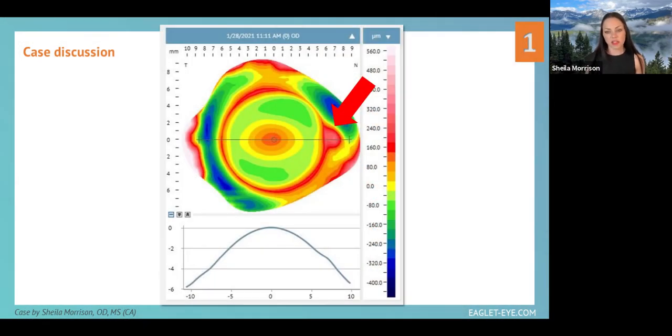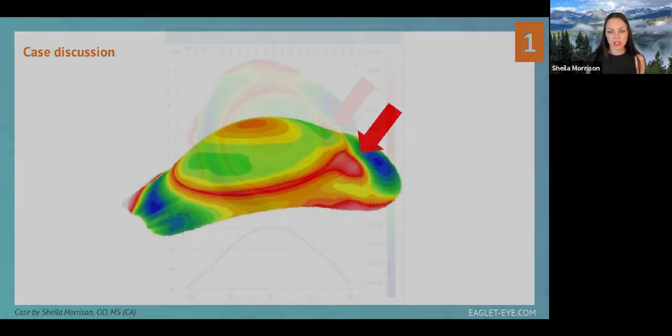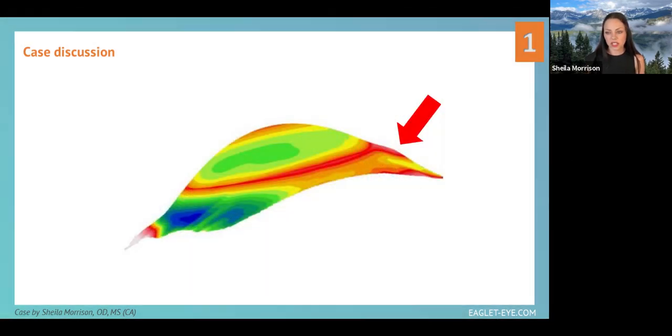Here's his profilometry. So what we did is take him out of his lenses and get him measured with the ESP. The height, the red, is that high spot that you see in this picture. And when we turn it on its side like this, we're starting to see the height of that elevation. There it is there. So we can see very clearly a spot that needs to be vaulted.